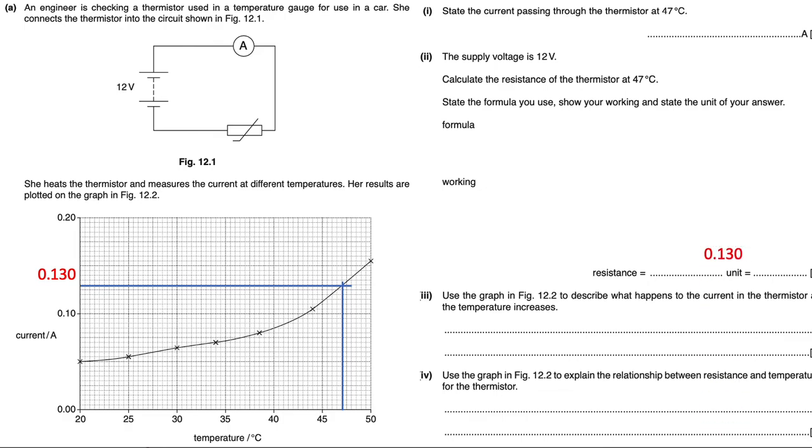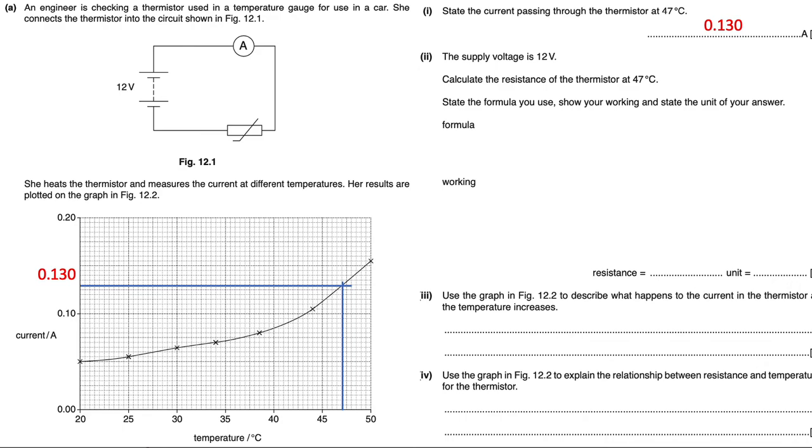So it's just simply a case of getting your ruler out and reading off the graph there. We're told that the supply voltage is 12 volts, and we're asked to calculate the resistance of the thermistor.